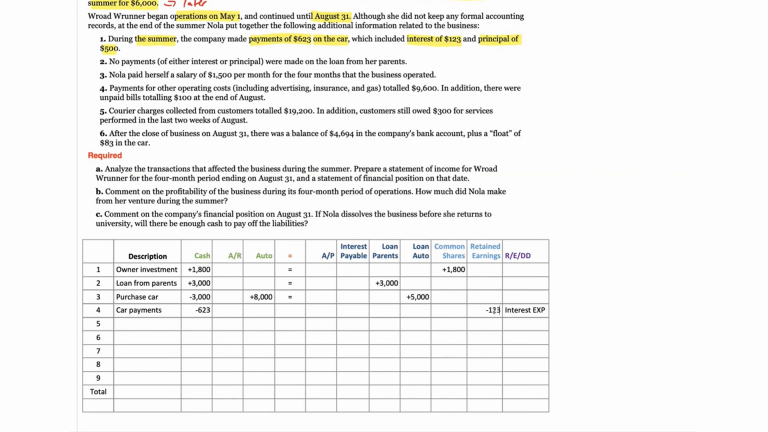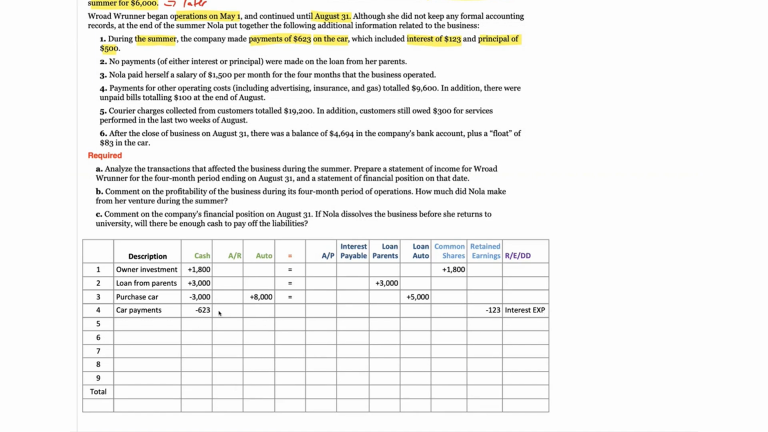And that will go in the retained earnings column because an expense is the cost of something. Interest is the cost of borrowing money. So we have to record the cost of borrowing the money as an expense. That's what interest expense is. Expenses cause my retained earnings to go down, which causes my equity to go down. So that's 123 negative in the retained earnings column for expenses. That takes care of the interest piece.